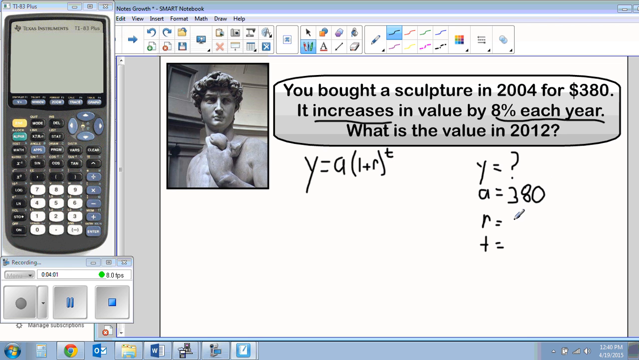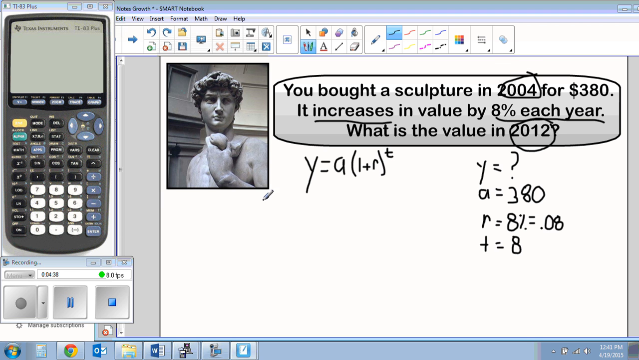R is our rate, which is 8%. However, I don't want it to be a percent. I need to make this into a decimal, which is what we started this lesson doing. So I'm going to make this instead 0.08, because I moved the decimal over twice. And time. Time, we're not going to put 2012. It's the amount of years that have gone by. So we're actually going to say that it's 8 years that have gone by, because there are 8 years between 2012 and 2004. So we're able to get all of that information just from those 3 short sentences.